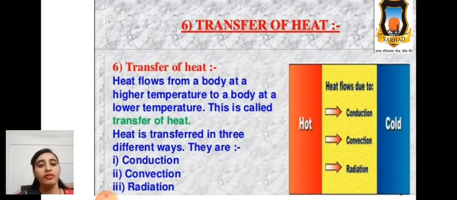Okay, first we will start with conduction. In solids, heat is transferred with the help of conduction, and in liquids and gases heat is transferred with the help of the convection method. And in a vacuum, when there is no gaseous, liquid or solid form, then heat is transferred with the help of radiation.